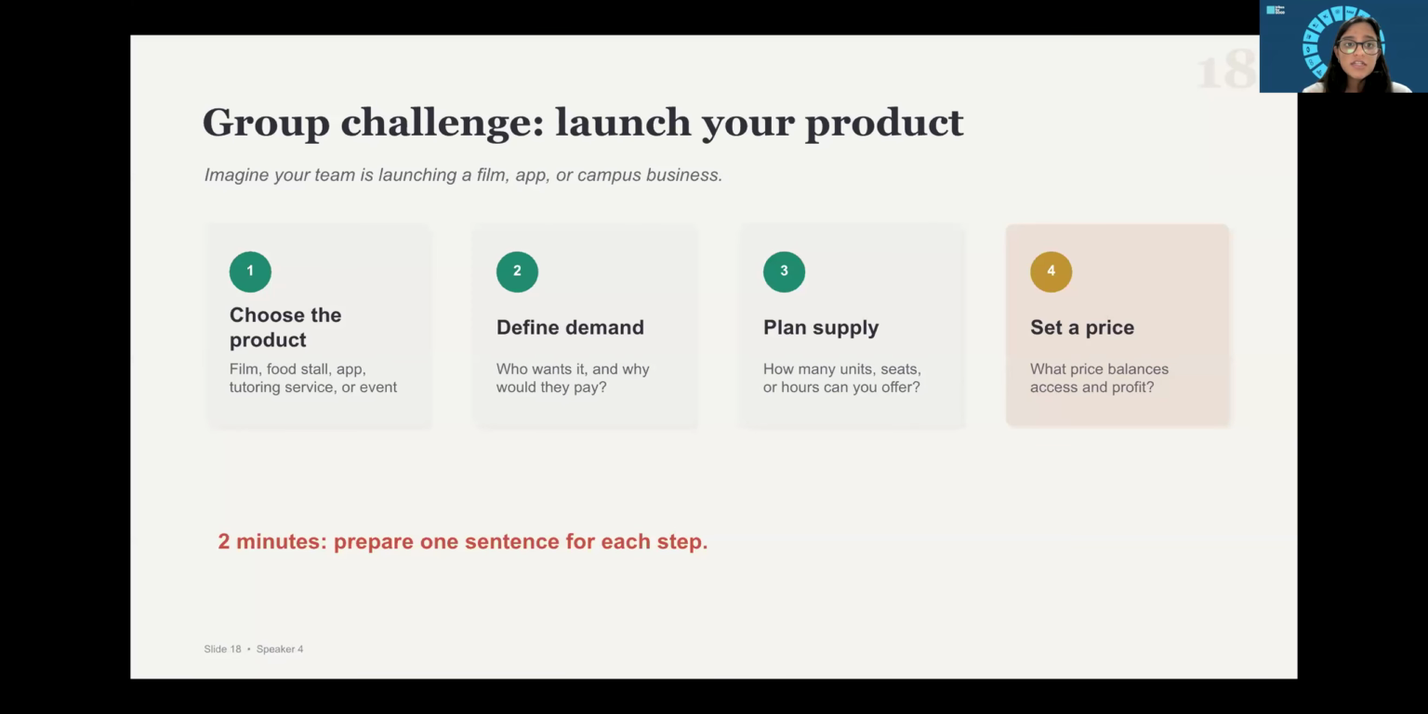Okay, so this is a little challenge. If you have the time, you can do it on your own. If you want, you can do it later. You can do it individually or with a friend. Imagine your team is launching a film app or just a small business. Choose your product, define your demand. By define your demand, we mean choose your audience. Who do you want to sell to? Plan your supply. How many units are you going to sell? How many hours is your company going to work for? And then set a price. Set a price based on your good and who you want to cater it to.